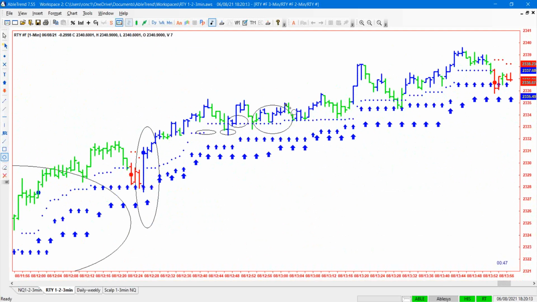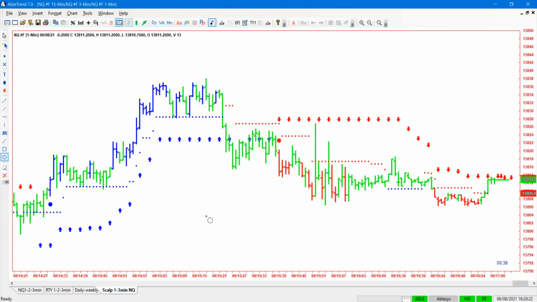Any one of these are all sweet spots. Blue bars right at the blue dots. That's a really low risk trade. Up and away it went. Okay, let me get real quick.